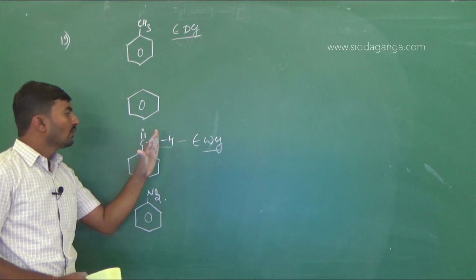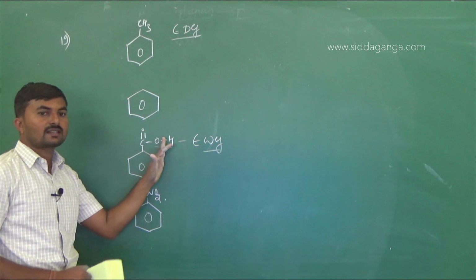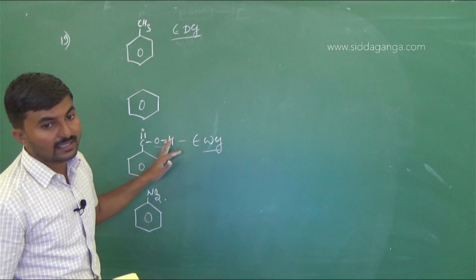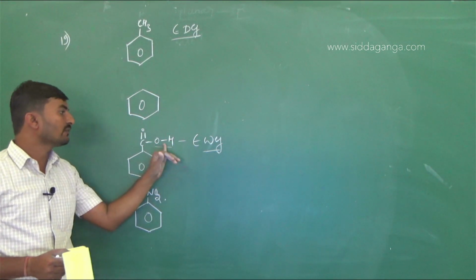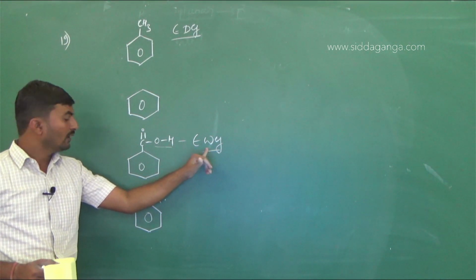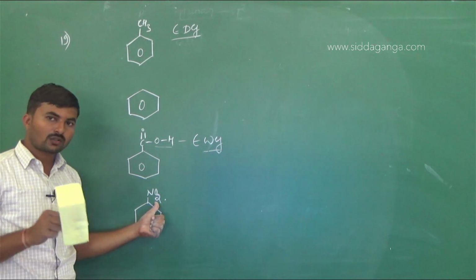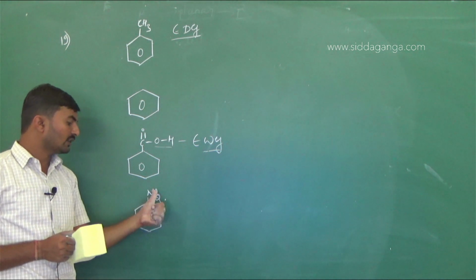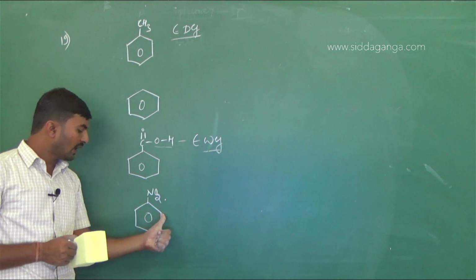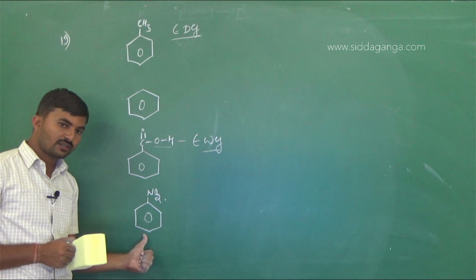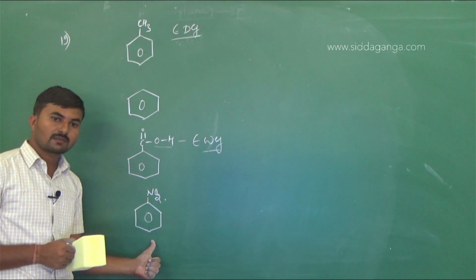So electrophilic substitution does not take place very easily when the benzene ring is attached to an electron withdrawing group. NO2 is also an electron withdrawing group, which withdraws electrons from the benzene ring, so the ortho and para positions get positive charges, and electrophilic substitution becomes difficult.